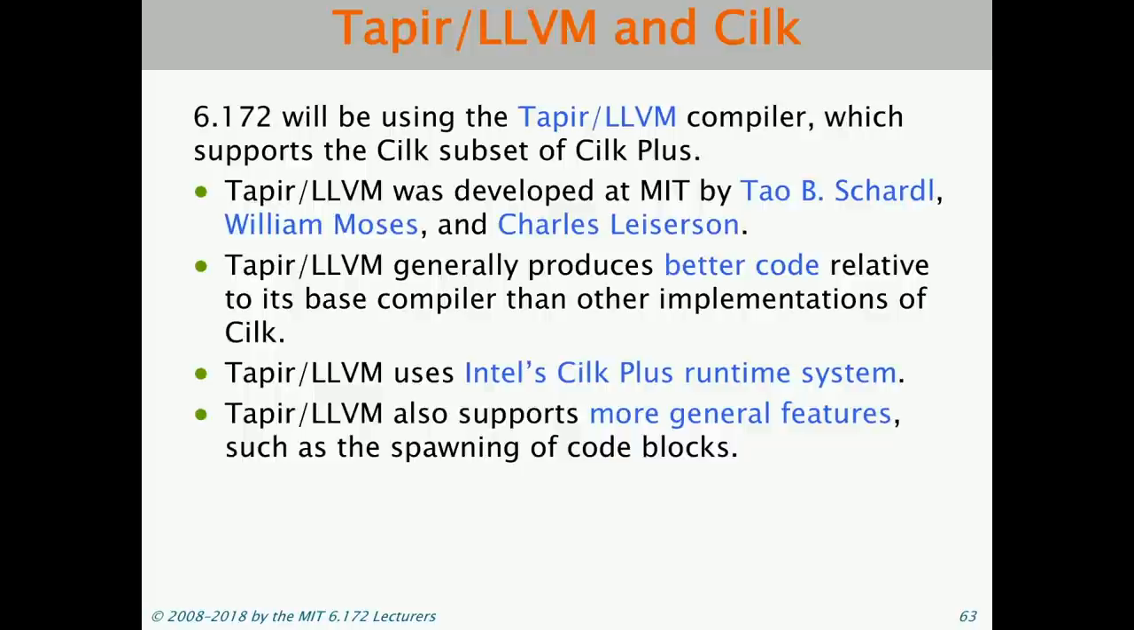But it turns out that we're not actually going to be using Intel Cilk Plus in this class. We're going to be using a better compiler. This compiler is based on Tapir/LLVM, and it supports the Cilk subset of Cilk Plus. Tapir/LLVM was recently developed at MIT by T.B. Schardl, who gave a lecture last week, William Moses, who's a grad student working with Charles, as well as Charles Leiserson. So we're talking a lot about Charles's work today.